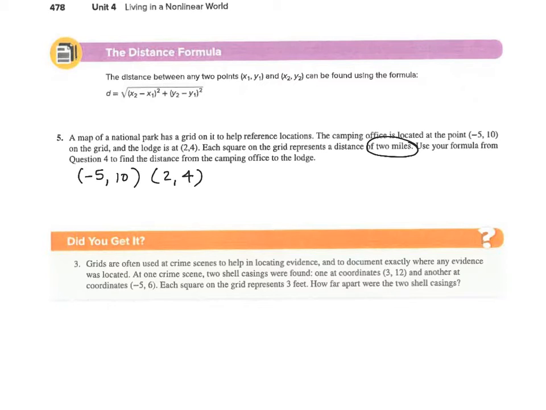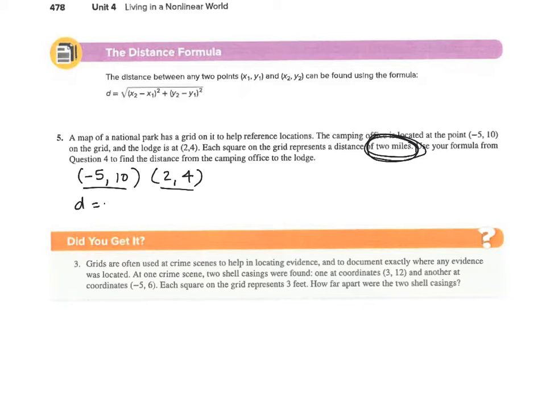Use your formula from question 4 to find the distance from the camping office to the lodge. And they didn't say this, but they're going to want us to round our distance using these 2 points to the nearest tenth before we multiply by this 2 miles here. So if each grid represents 2 miles, once we get our distance, we're going to multiply by 2 miles. So let's go and use our distance formula.